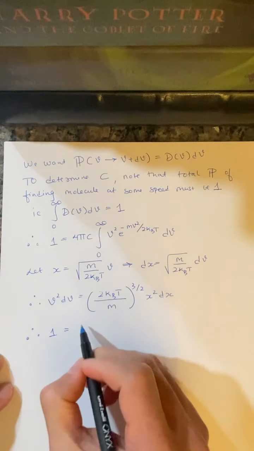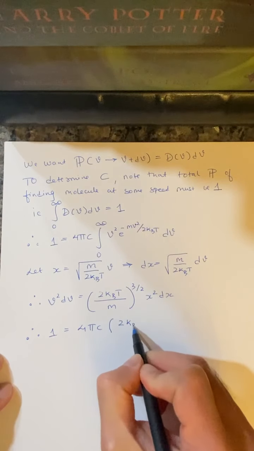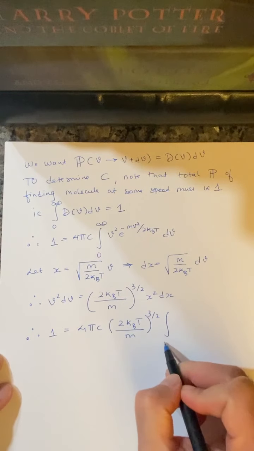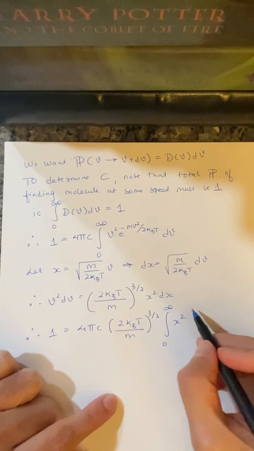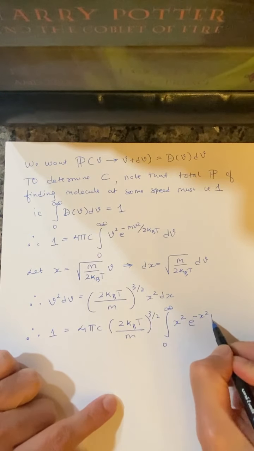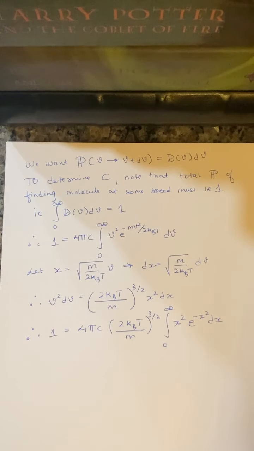Therefore, 1 is going to be equal to 4 pi c, substitute everything here, (2 kBT over m) raised to 3 halves, integral from 0 to infinity of x squared, this v squared term becomes x squared, e raised to minus x squared dx. This is a familiar form. We are not going to solve this integral directly. I have provided this in the notes, as I said in the previous video, and someone can also look at the appendix if you want to understand a little bit more.